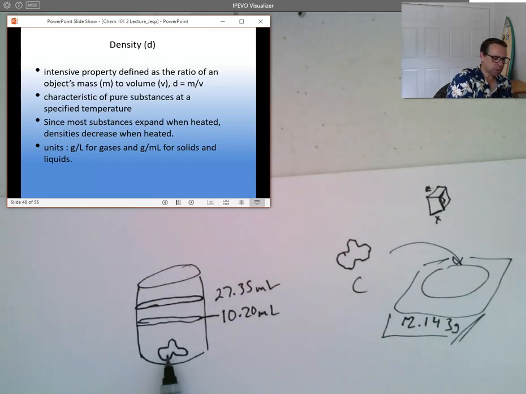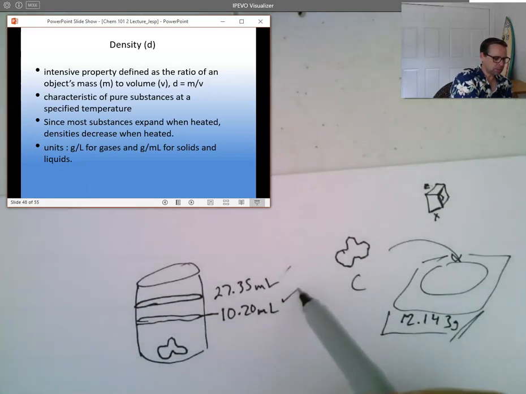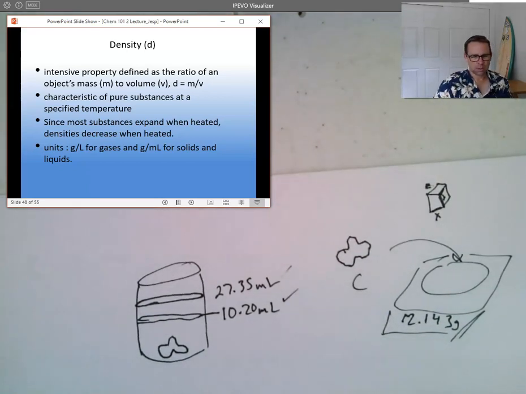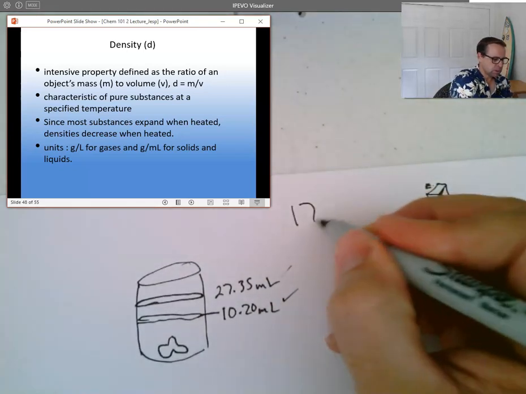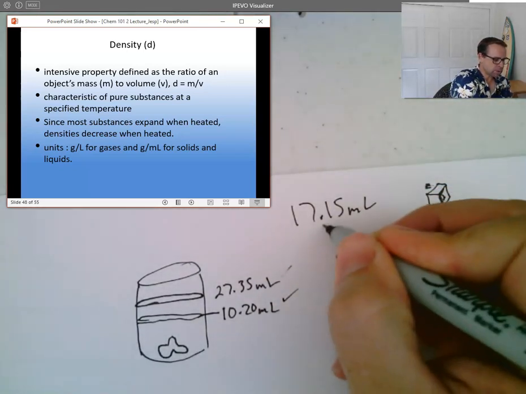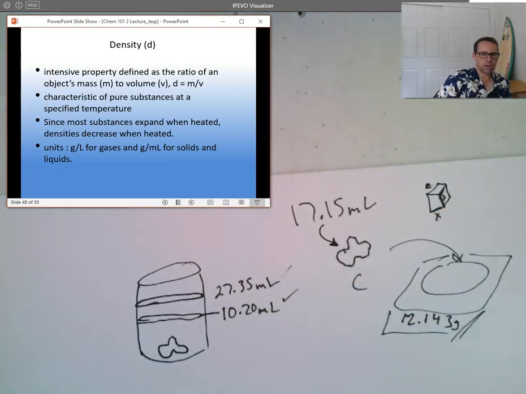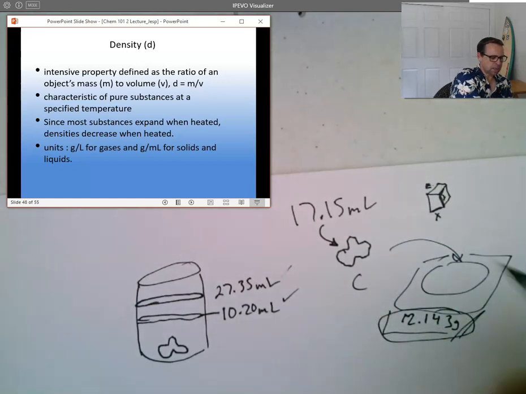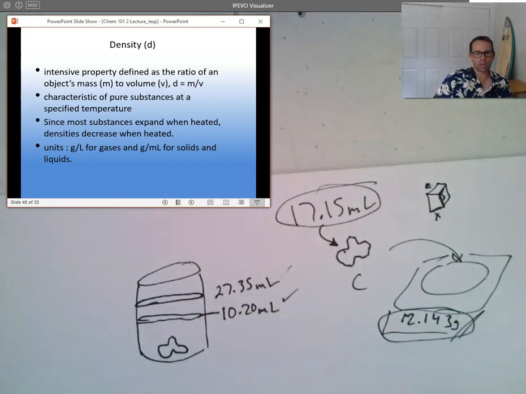Do you know how I can determine how much volume that material took up? By looking at these numbers? 27.35 minus 10.20. That's right. And that answer is 17.15 milliliters. So now I know the volume of that material. I know the mass and I know the volume. So now what can I find?